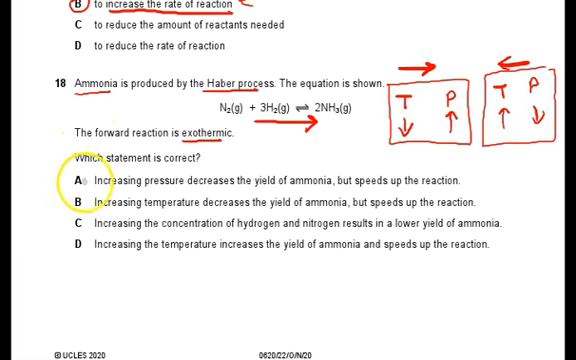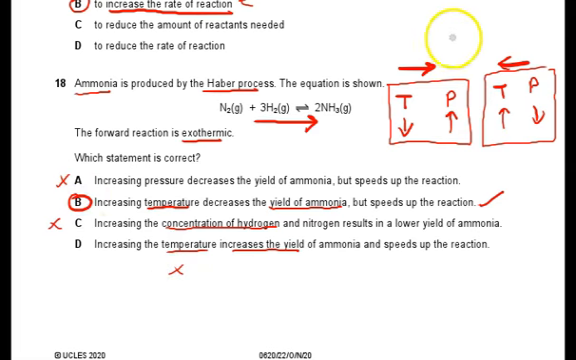Now let us go through. A, increasing pressure decreases the yield. Not at all, this is wrong. Increasing temperature decreases the yield of ammonia but speeds up the reaction. Yes, that is correct, but anyhow we look at the next one. Increasing concentration, not related. Temperature increase the yield, no. So your best answer here will be B. You just have to follow this chart. This is especially for the exothermic reaction. Now let us look at number 19.